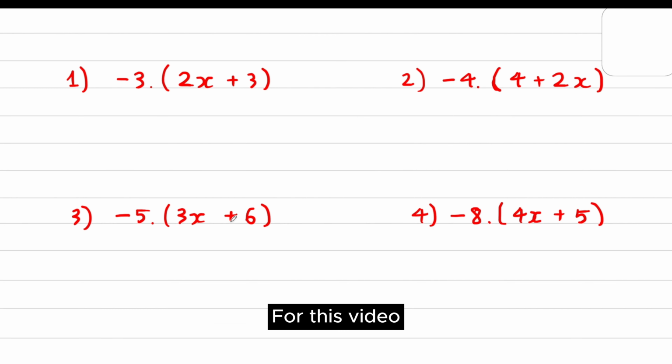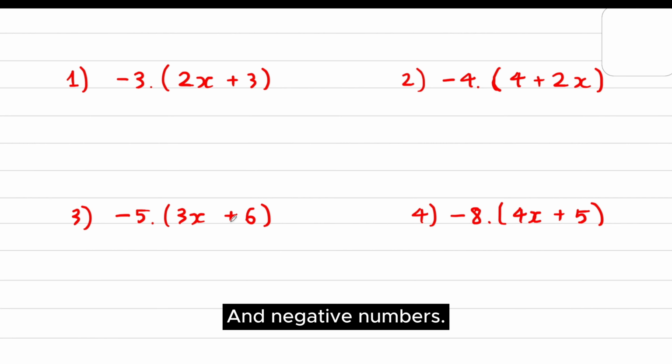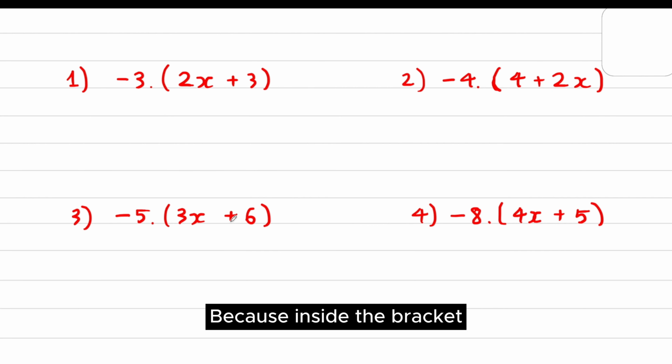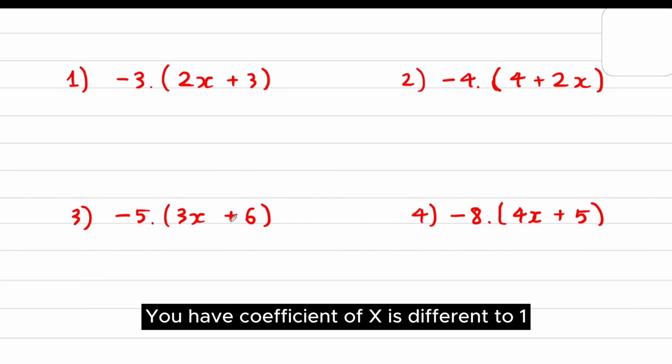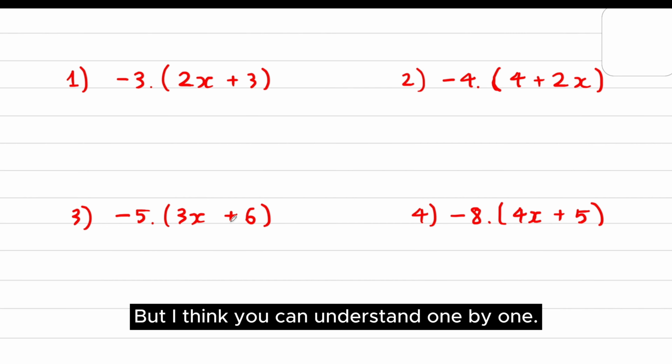For this video, we will practice multiplication with brackets and negative numbers. You can see now the expression becomes harder than the other ones because inside the bracket the coefficient of x is different to 1, so you have to work a little more carefully on the calculation, but I think you can understand one by one.